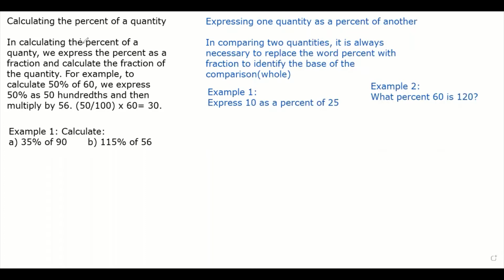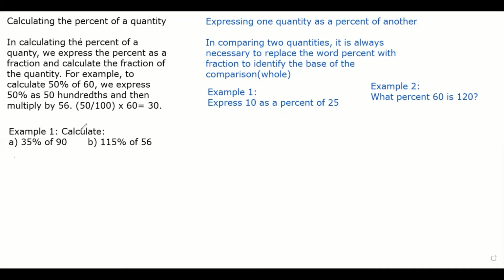In calculating the percent of a quantity, we express the percent as a fraction and calculate the fraction of the quantity. For example, to calculate 50% of 60, we express 50% as 50 hundredths and then multiply by 60, which is written as 50 over 100 times 60, which will give us 30.